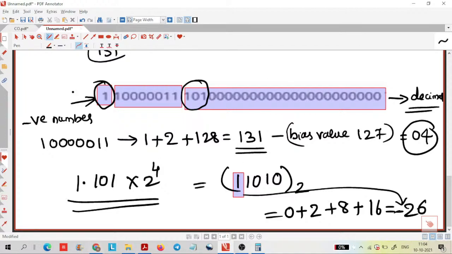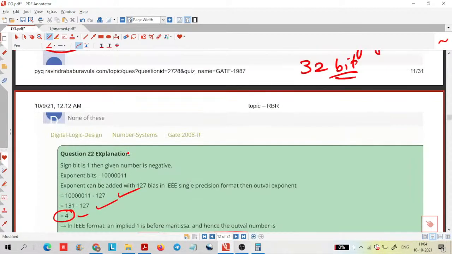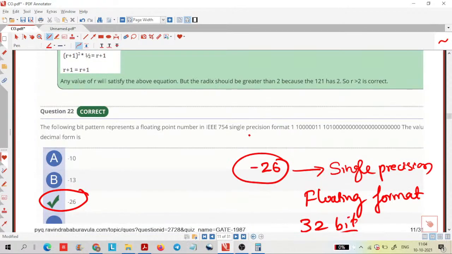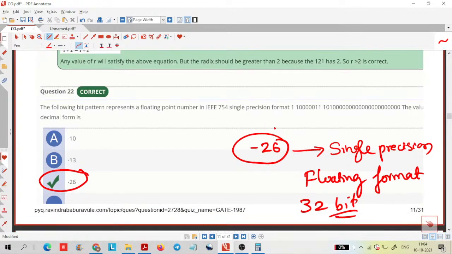So in this video we discussed single precision format and how we can convert the given single precision to decimal and decimal to single precision.